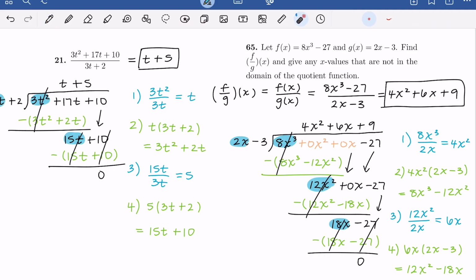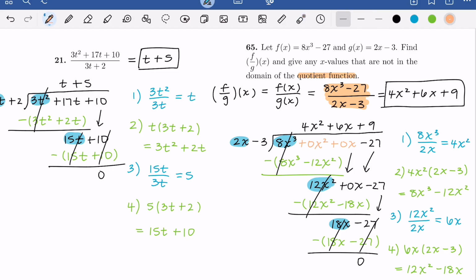Now, lastly, we also want to give any x values that are not in the domain of the quotient function. So the quotient function is going to be this guy here. So we want to find the domain of this guy. Now, remember, when we're looking at the domain, we're going to assume that it's going to be all real numbers except those that make our function undefined. Now, whenever we divide by 0, that's going to be undefined. We can't ever divide by 0. So what we're going to do is we're going to set this denominator equal to 0 and find which values will make that statement true and then exclude them from the domain.